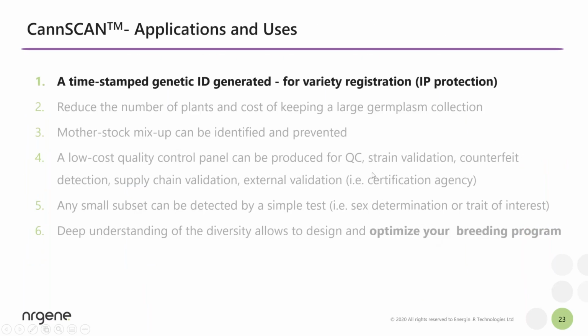So I'm gonna present now the uses and applications for this technology. And first of all, I'll show examples of each case. So the first one and most sought after and applicable application for this is to create a time-stamped genetic ID for each variety for registration and IP protection purposes.